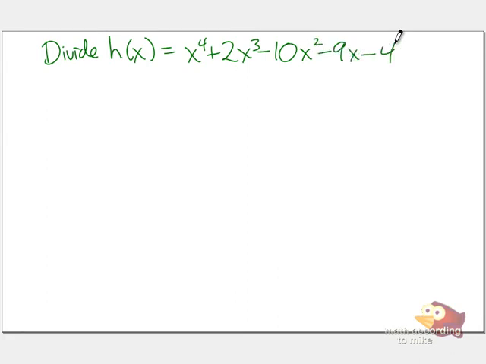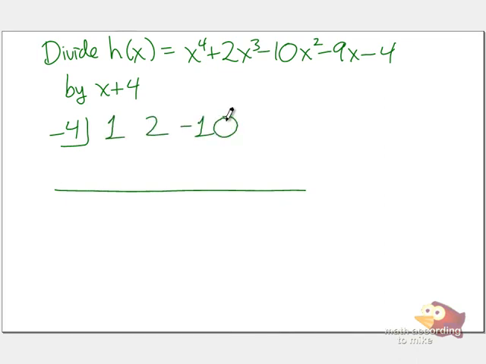Divide. h of x is x to the 4th plus 2x cubed minus 10x squared minus 9x minus 4 by x plus 4. What goes in the half box? What goes next to the half box? What do you do with the first number? Bring it down. All right, go from there.